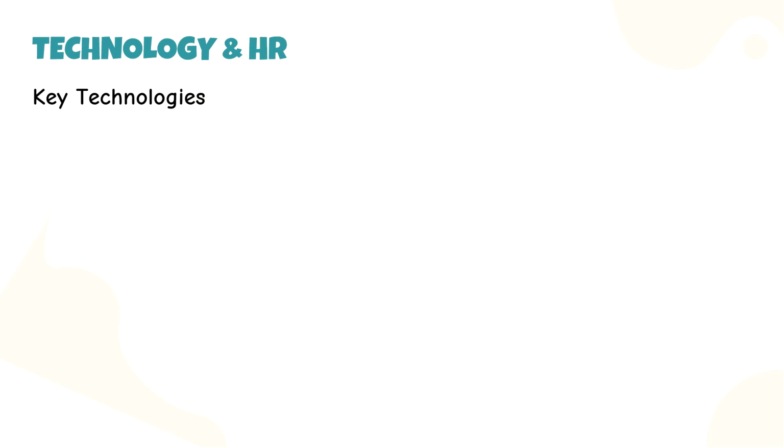Now let's have a look at how technology helps HR. What are some key technologies that are used? First important platform would be the recruitment platforms that human resources use in order to post jobs, to put up job posts and hire employees. So these are some platforms such as Seek and LinkedIn.